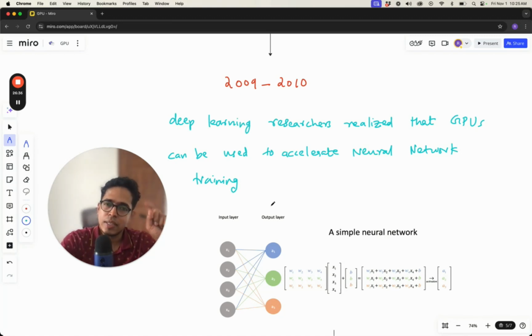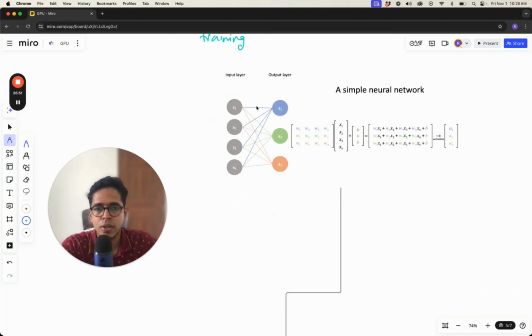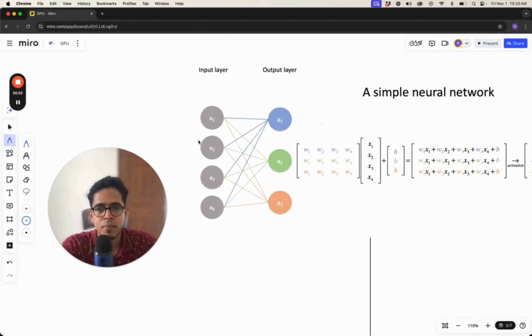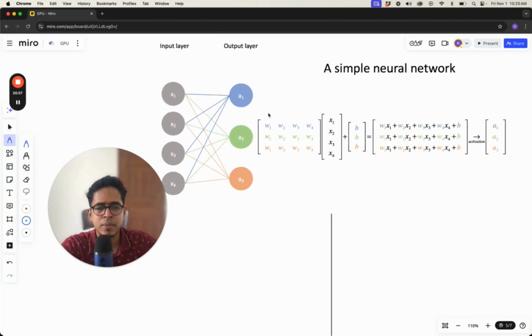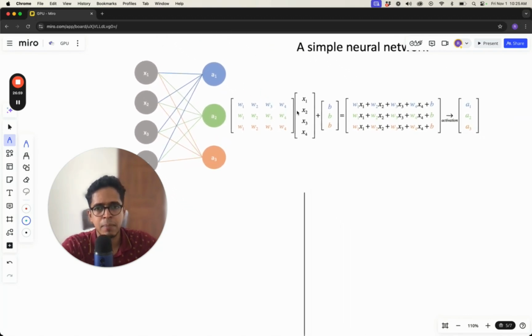And in 2009, 2010, roughly around that time, deep learning researchers realized that the same GPUs which were used for accelerating gaming graphics could also be used for accelerating neural network training. And that is because if this is a small two-layer neural network, some input layer, output layer, it could be input layer, hidden layer, whatever.